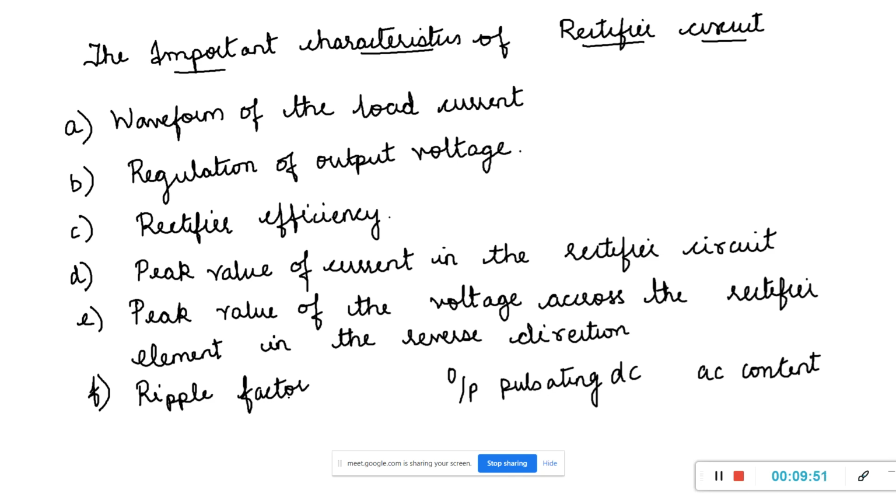I repeat once again, there are various important characteristics of a rectifier circuit. One is the waveform of the load current. Second is the regulation of the output voltage, then rectifier efficiency, then the peak value of the current in the rectifier circuit, and the peak value of the voltage across the rectifier element in the reverse direction, meaning when the diode is not conducting. And next, ripple factor is very, very important. It gives us the noise, meaning the unwanted AC content in the output pulsating DC. That is measured by ripple factor.